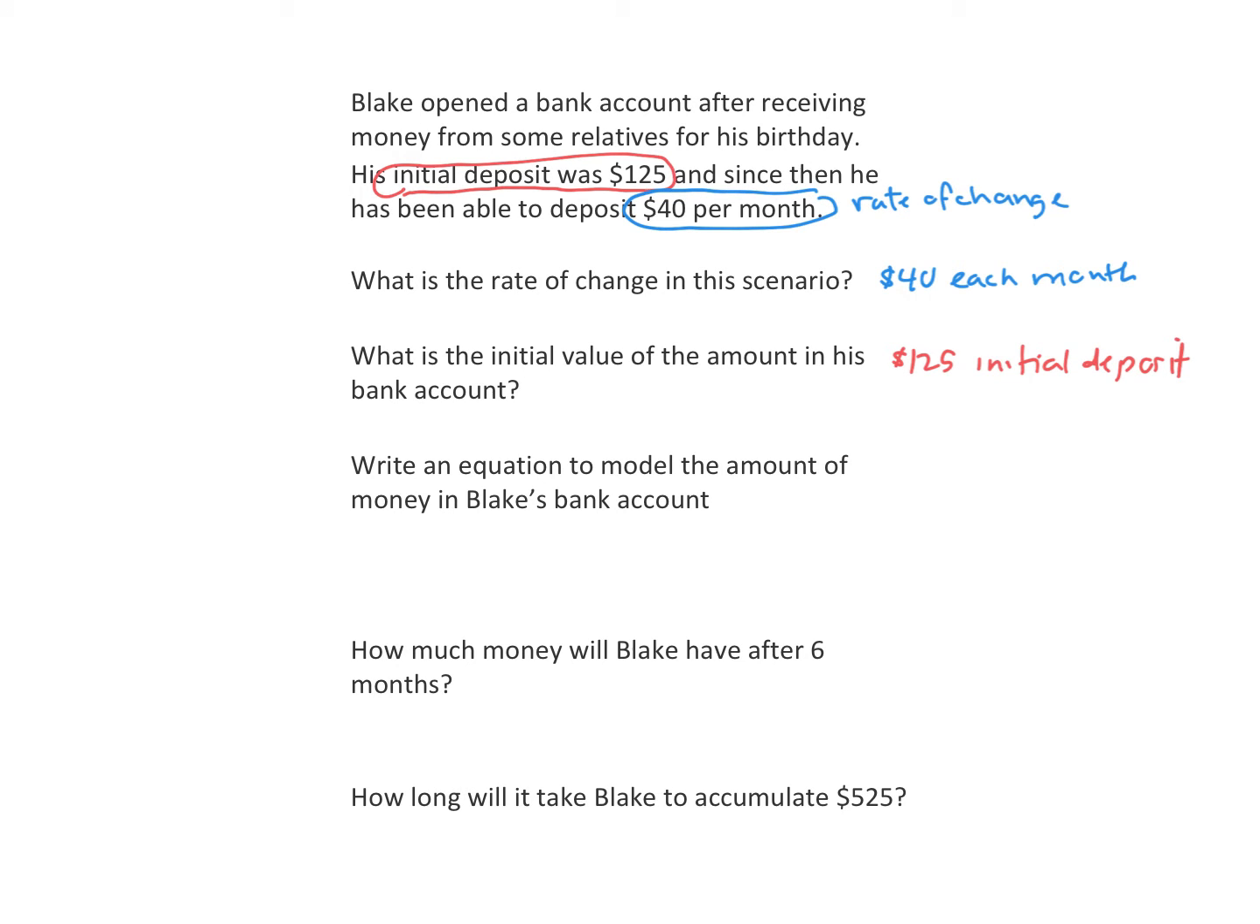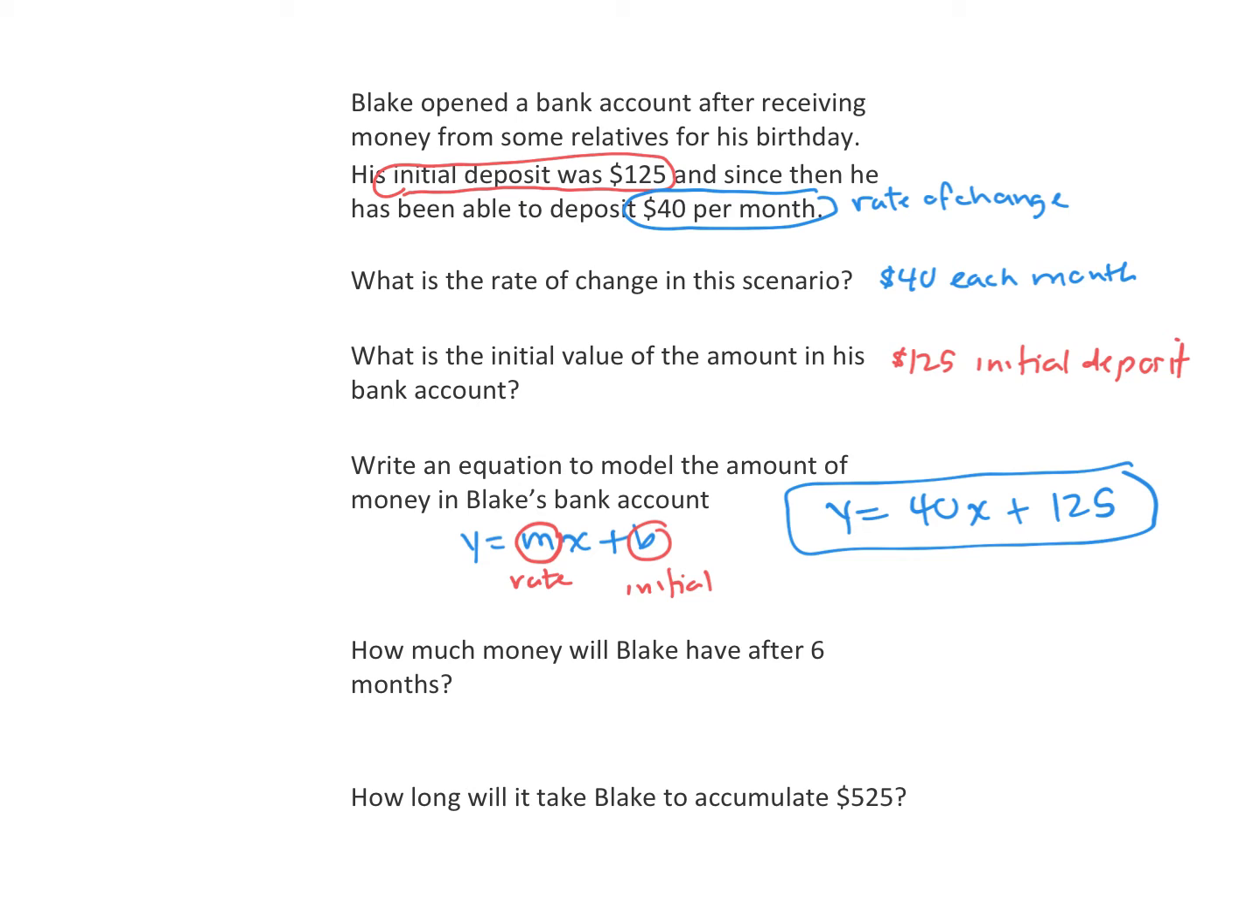And it is linear because he's putting in the same amount every month, so it is a constant rate of change. So we're looking for the rate and the initial value. So we know the rate of change was $40 each month, and he started with $125. So how much would he have after 6 months? We can just put $40 each month for 6 months is $240, plus he started with $125. So $240 plus $125 is $2,365.